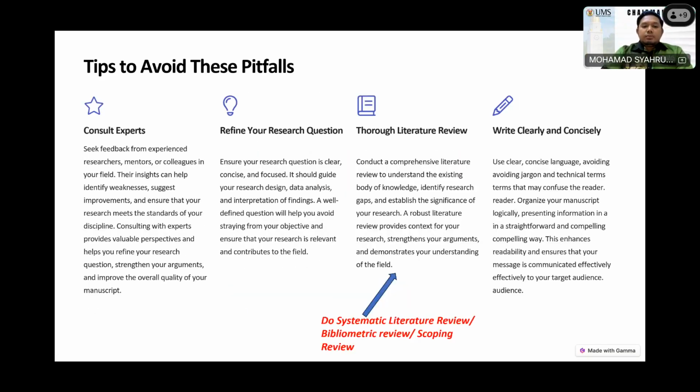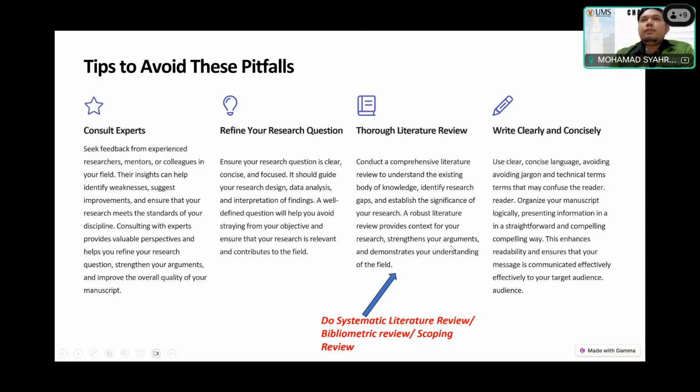So, sorry. Consult experts. Experts means your supervisor, your mentor, or your colleagues, maybe your lab mates. You can ask them. Maybe you can share your paper, and they may have some insight. What's the weakness? What needs improvement in your paper? Then refine your question, and do a thorough literature review.